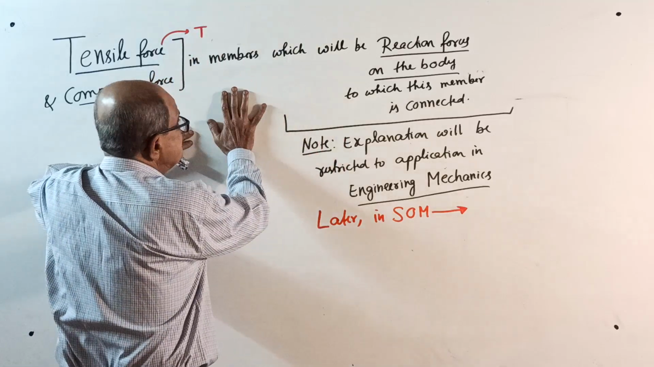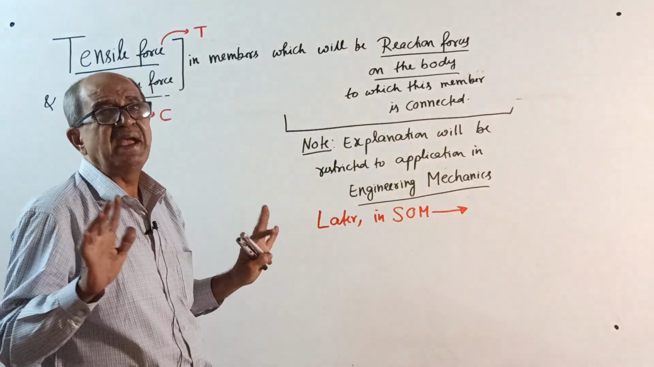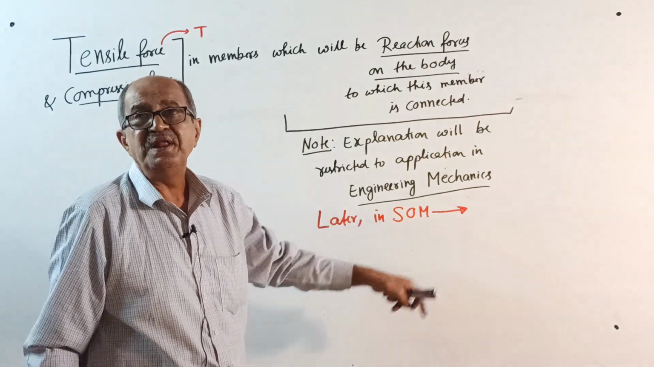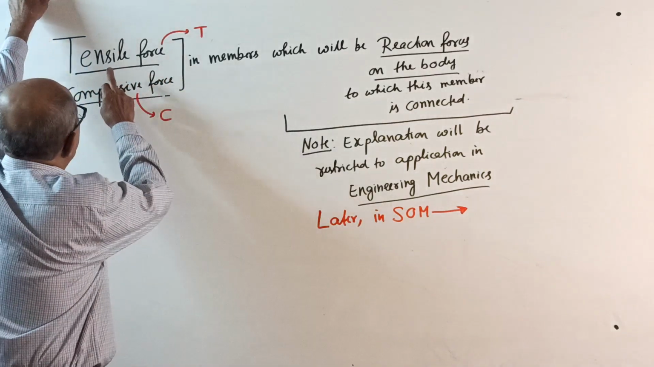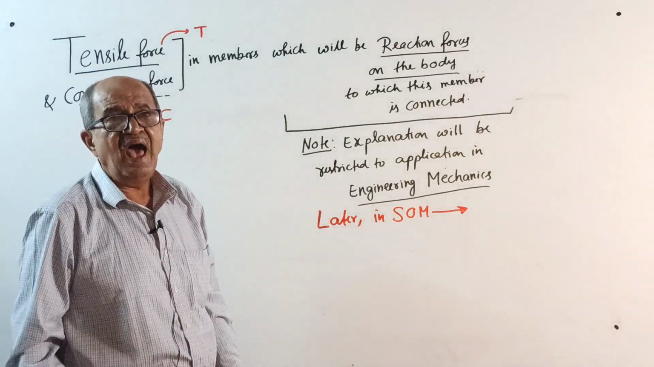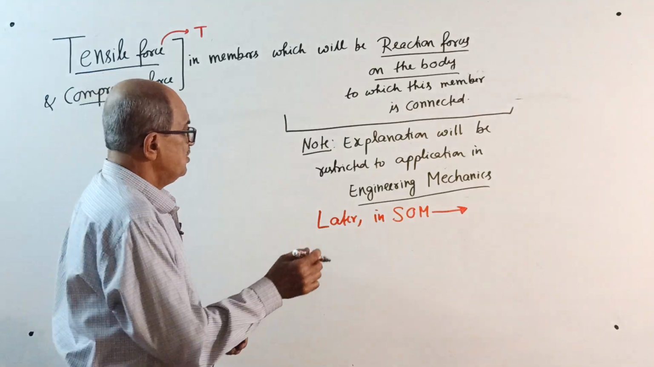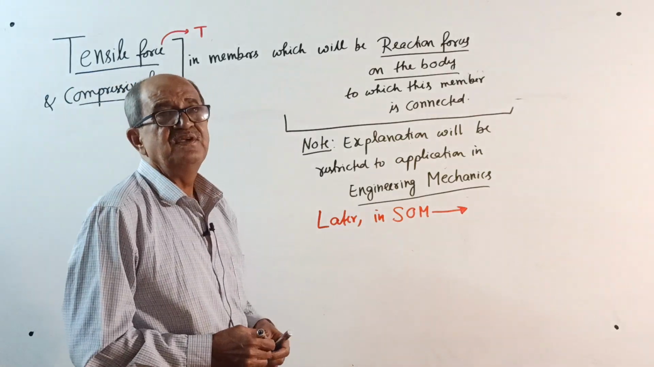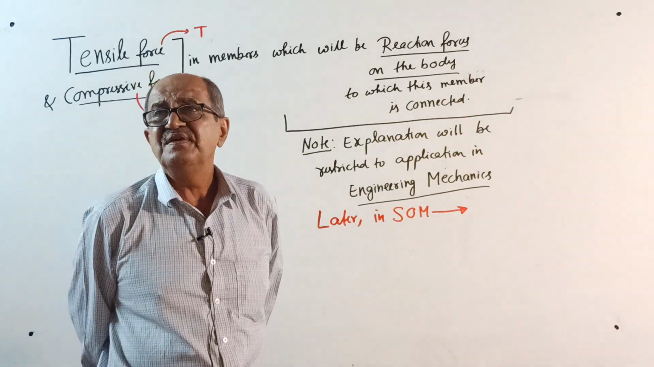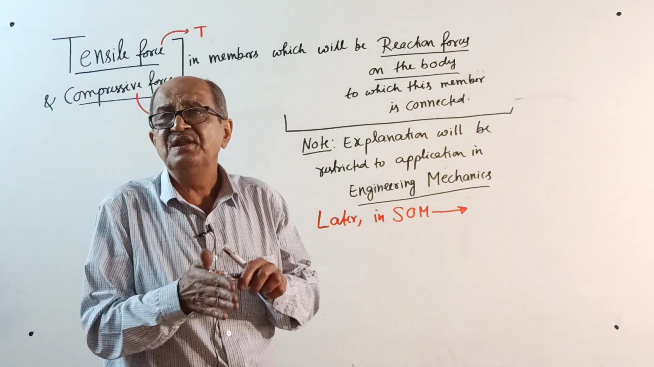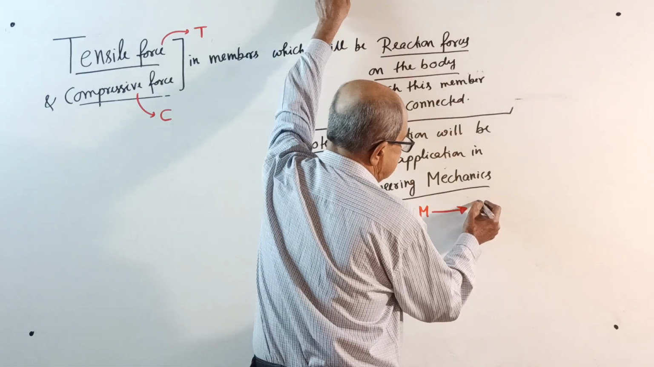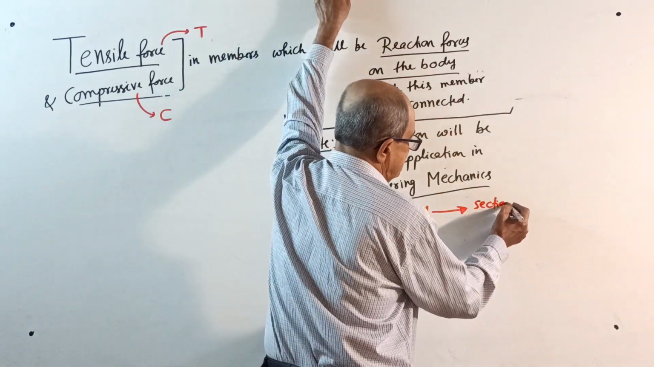I will restrict my explanation only to engineering mechanics because later in strength of materials, we will not call this tensile force or compressive force. They are called axial forces. See, when you go to strength of materials, a term called strength will come. Strength is the capacity of the cross section to resist something called section forces.